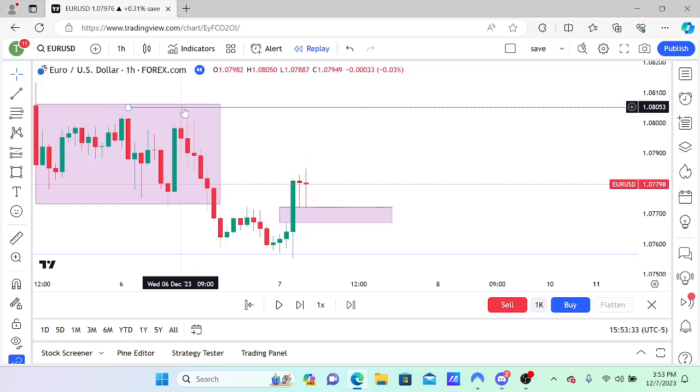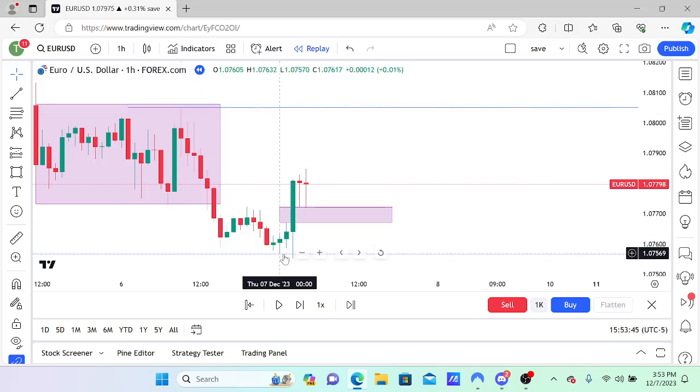That's what you need to understand. The high of that consolidation is your draw on liquidity, and you could have that as your PT. If you want good risk reward, then that's what you shoot for. So we get the smart money reversal.